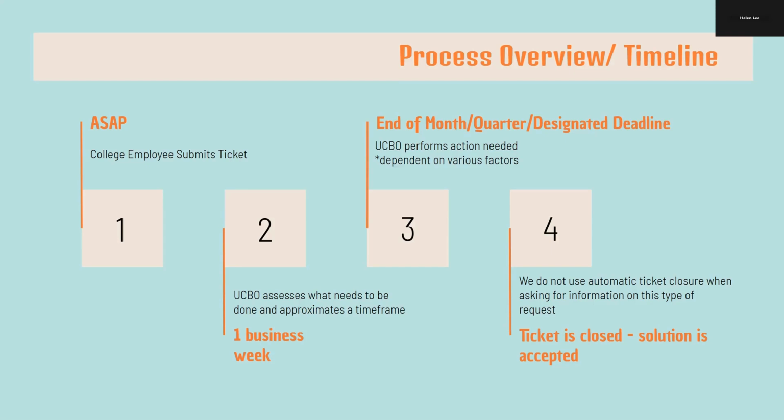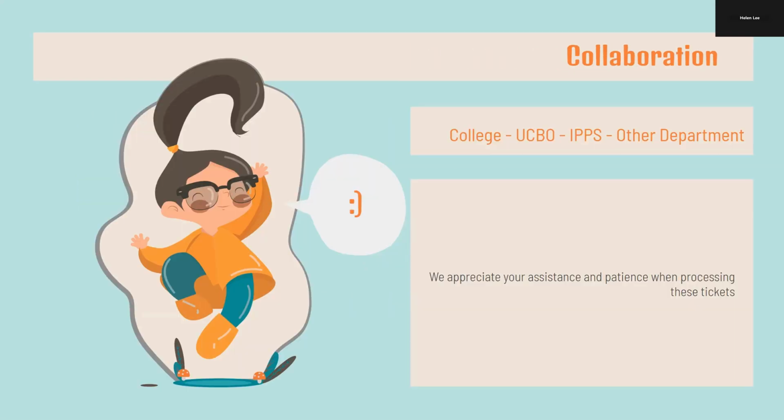If we ever need to ask for more information on this type of ticket, we will not use the automatic ticket closure function. The reason why fiscal transfer tickets can have such a variation in their processing is because it goes through multiple departments through collaboration. First, the college submits the request, UCBO processes it, it's reviewed at IPPS, and then it's confirmed by the other department. So in these matters, we truly appreciate your assistance and patience when we process these requests.